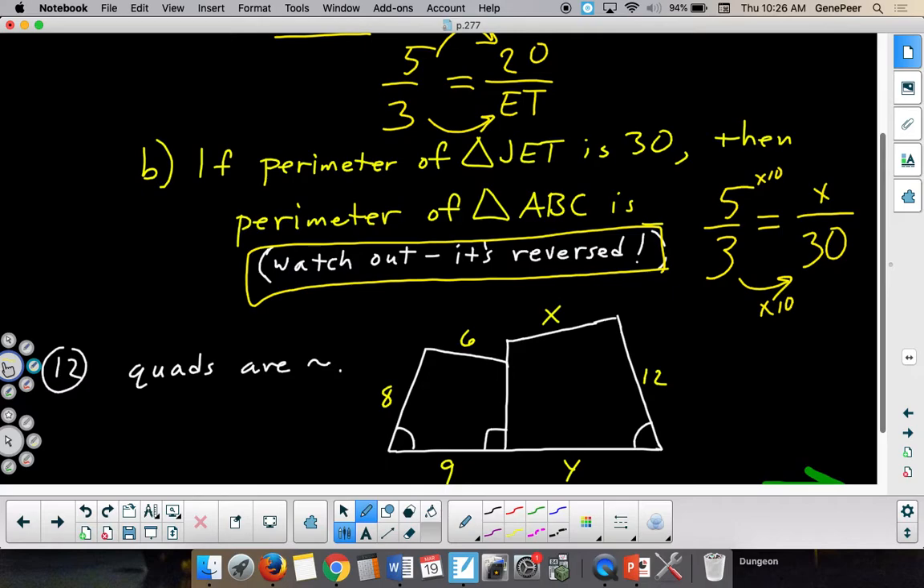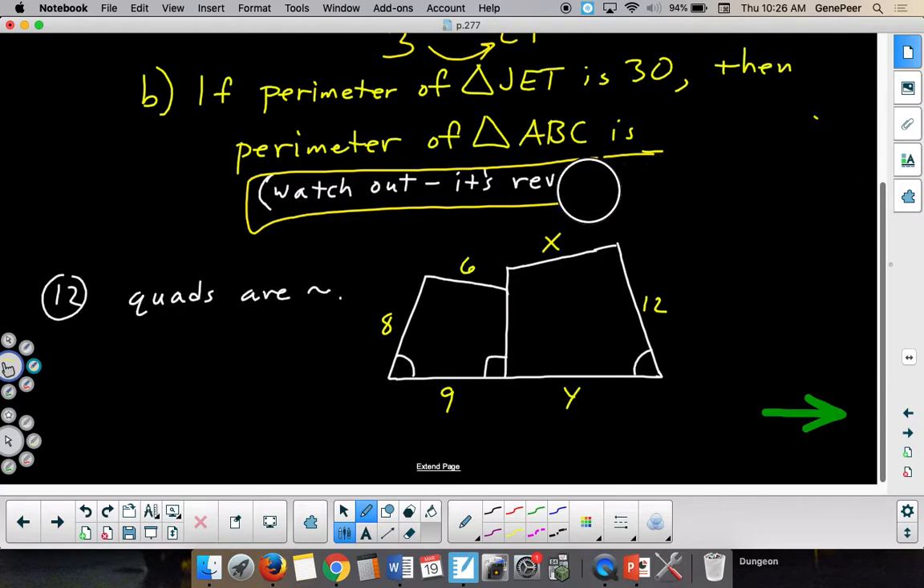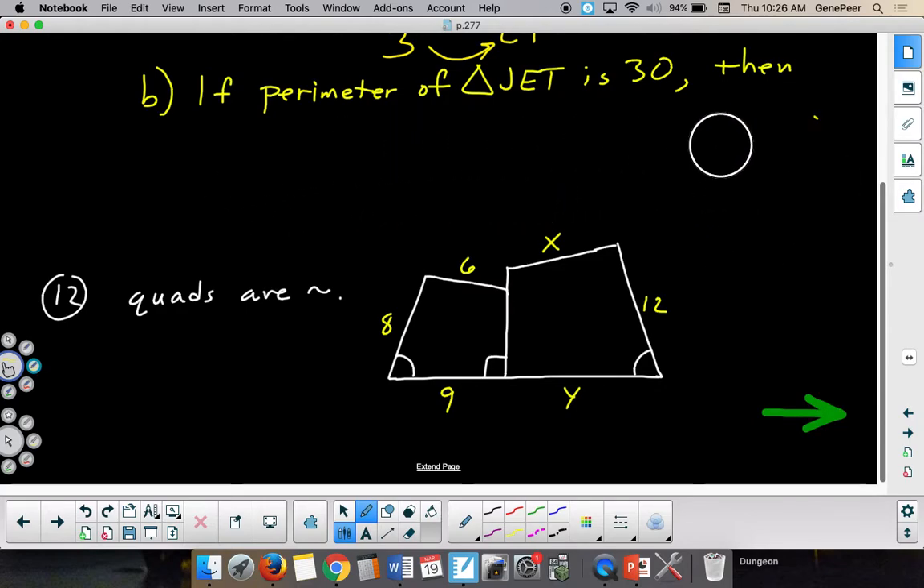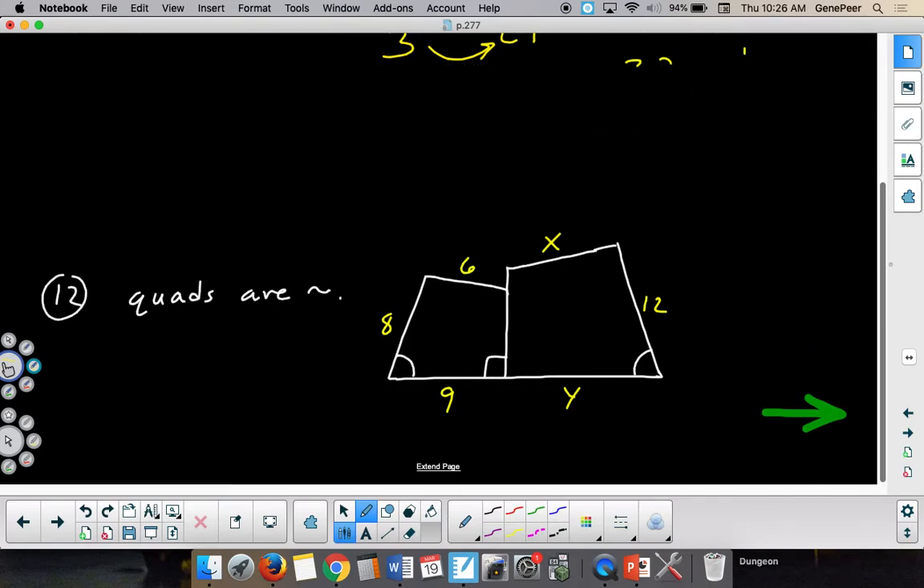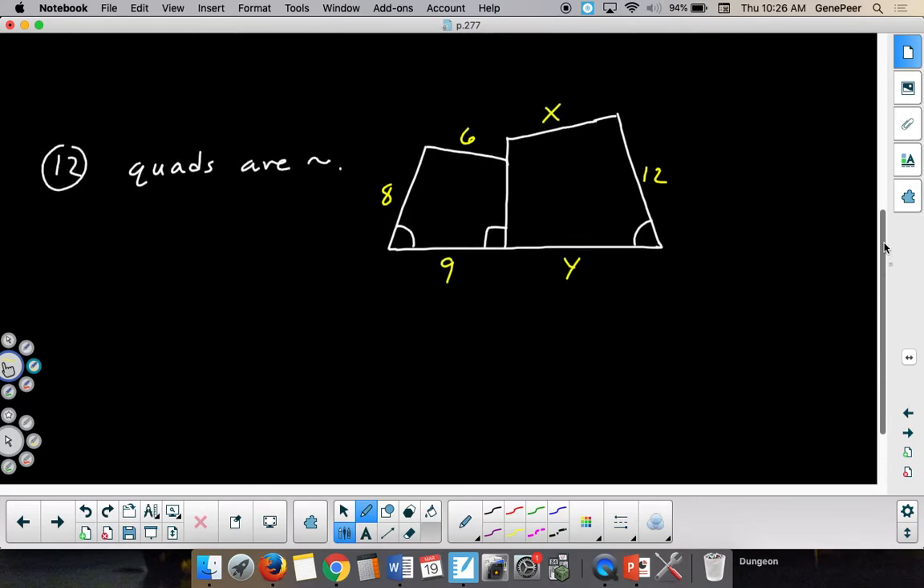Number 12. For number 12, let's get rid of this now. If you need to see that again, you can always back up. Just trying to get some more space here. All right. For number 12, we're told the two polygons are similar. There we go. And we're told that this is a right angle. Therefore, this must also be a right angle. We're told these angles are congruent, so that tells us how this works, that you have to flip one of the polygons to see how it matches up with the other one.